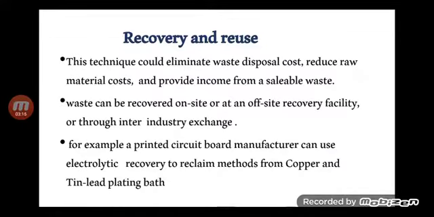The next point is recovery and reuse. This technique could eliminate waste disposal cost, reduce raw material cost and provide income from a saleable waste. Waste can be recovered on site, at an off-site recovery facility, or through inter-industry exchange. For example, printed circuit board manufacturers can use electrolytic recovery to reclaim metal from copper and tin-lead plating bath.